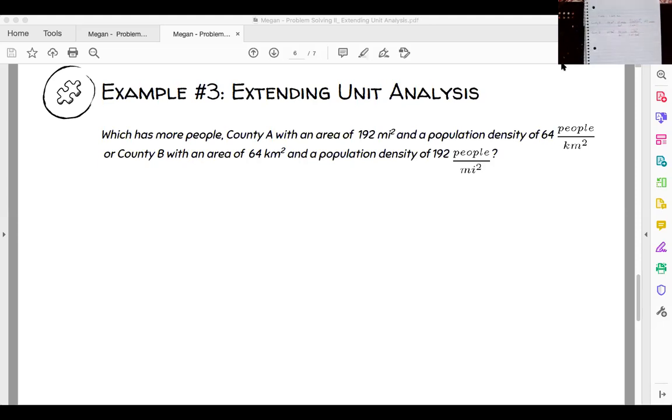On the top, we multiply 64 times 192. And then we're going to divide that number. 12,288 over 1.609 squared gives us about 4,746 people. And so we can see that County B, once we converted them into the same unit of people, is much, much larger than County A. So that's it for our examples.